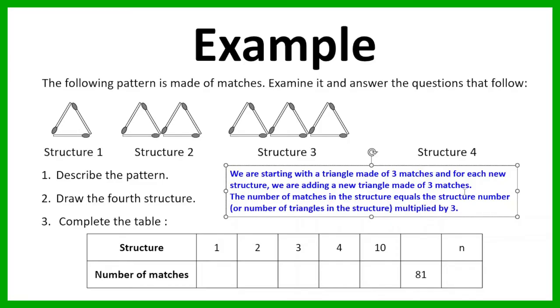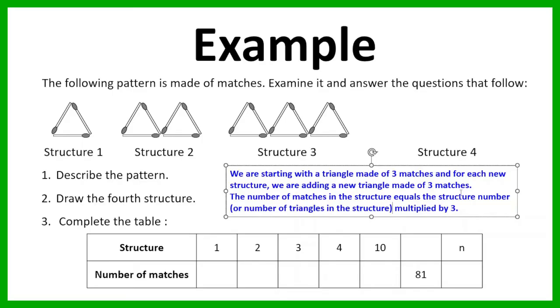So we can describe this pattern by saying that we're starting with a triangle that is made of three matches, and then for each new structure, we're adding a new triangle also made of three matches. Or we can talk about the relationship between the structure number and the fact that it's being multiplied by 3 to find out the number of matches.